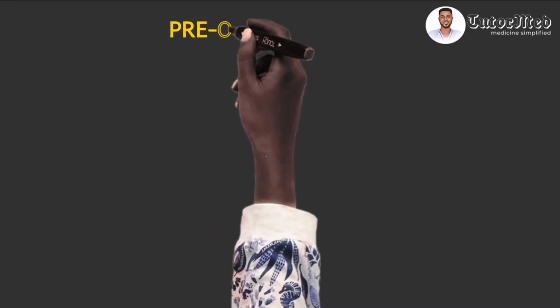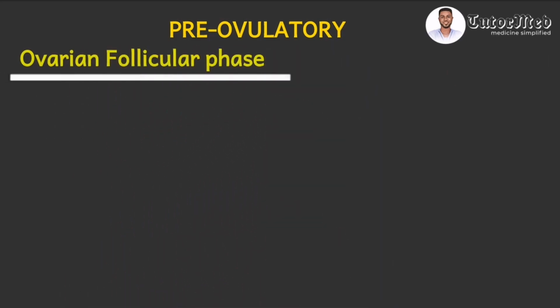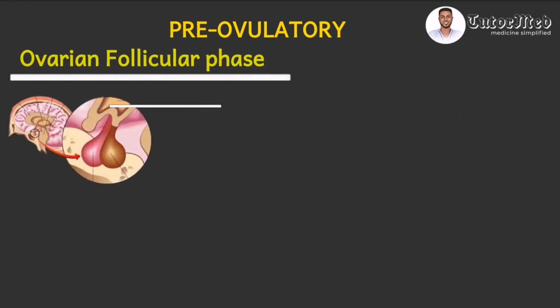And so on this slide, let's look at the pre-ovulatory stage of the menstrual cycle. That is anywhere from day 1 to day 13. And so first we take a look at the ovary. What phase is that in the ovary? The ovarian follicular phase. And so like as said earlier on, the hypothalamus releases the gonadotropin releasing hormone, the GnRH impulses. And this causes the anterior pituitary gland to secrete the follicle stimulating hormone and then the luteinizing hormone.